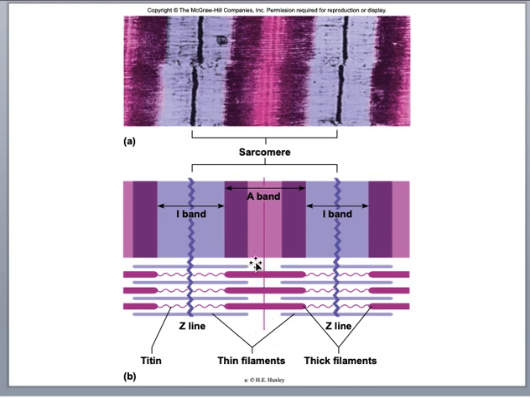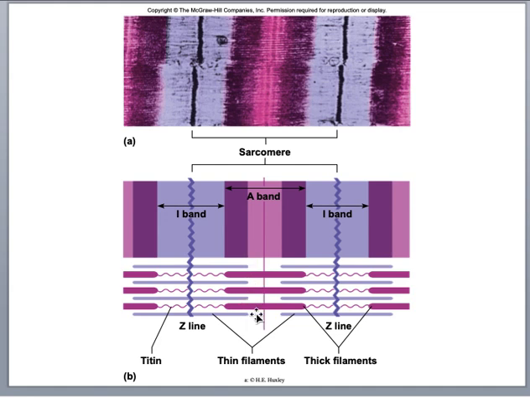Now here, smack dab in the middle, you'll see that there's a line right down the middle. This is called an M line. The M line is made up of proteins that anchor myosin in place, okay? So this is the M line. And think M line is midline, okay? Proteins that anchor myosin in place. The Z lines are made up of proteins that anchor the thin and the thick filaments, the actin and myosin in place, okay? But this M line really helps anchor the myosin in the center of the sarcomere, okay?